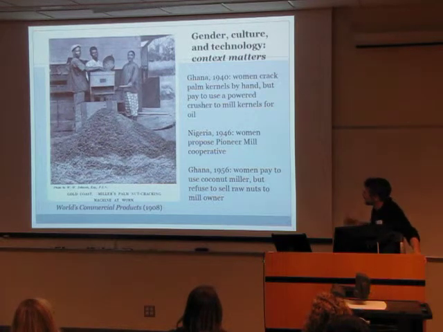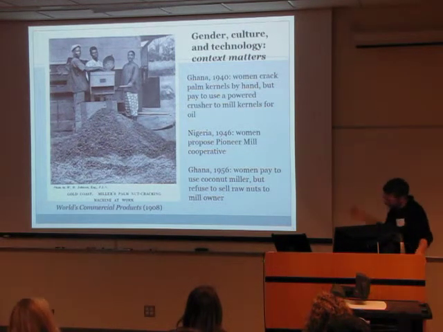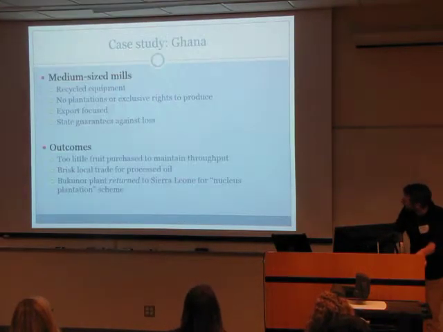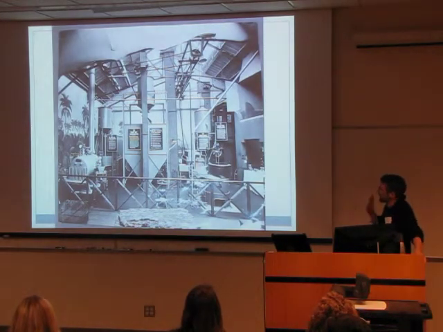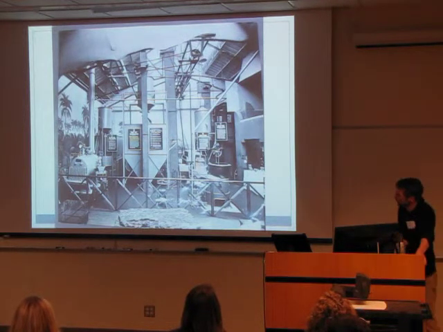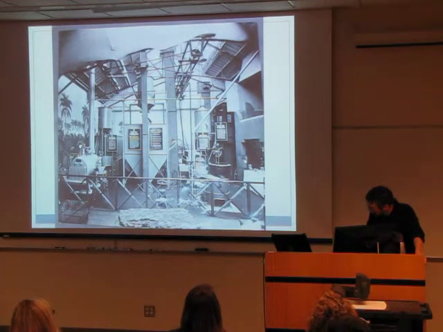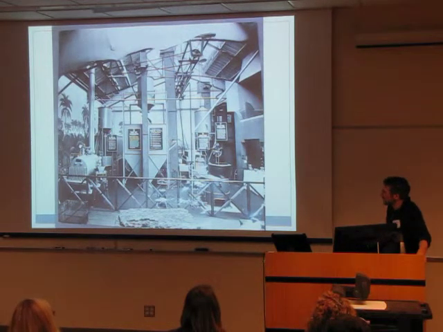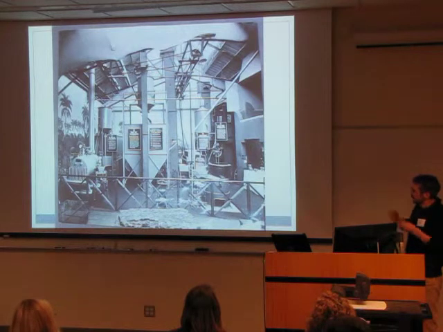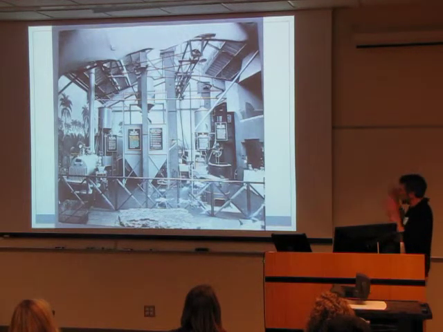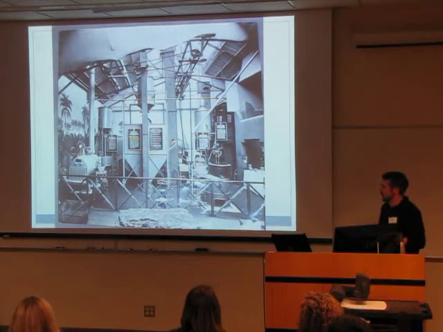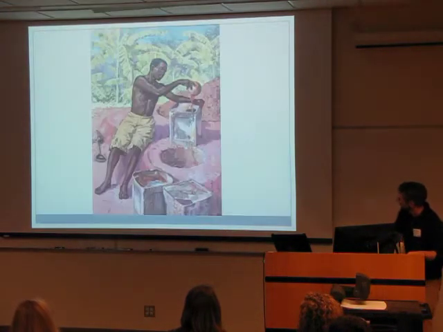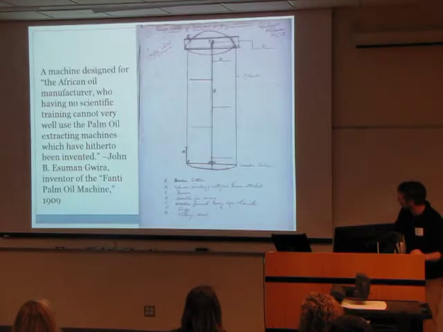There's a great case in Nigeria in 1946 where women are protesting one of these large mills that's going up, because the mill will deny them access to palm kernels, which are their main source of income. They propose that this government-run mill not be run by the government, but by a women's cooperative. They say, we'll stop protesting if you let us buy it. We'll pay it back over many, many years. And the government said no, because they don't think women's cooperatives should be running giant factories.